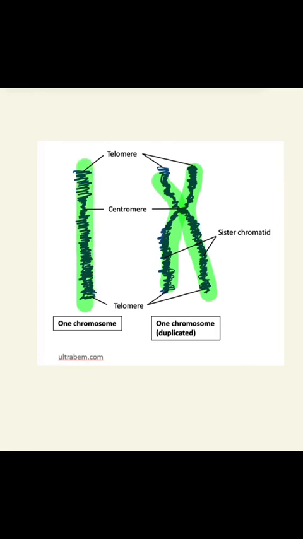Now, the thing that makes it a chromosome is the presence of a centromere. So a centromere is this thing in the middle here. It connects the two sister chromatids, and it also exists in a one chromosome in this rod-like shape here as well. You'll still find a centromere.